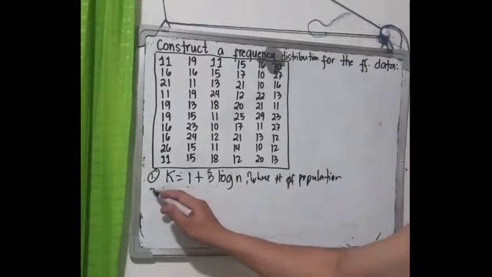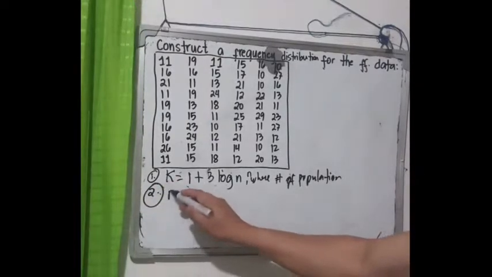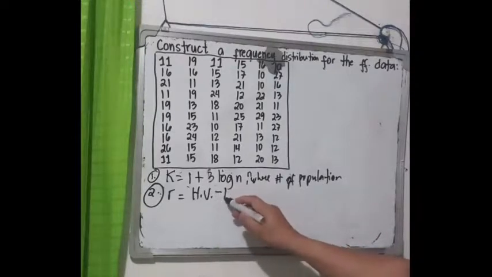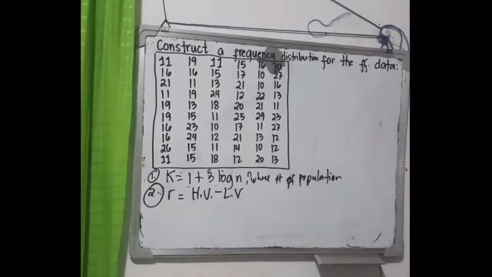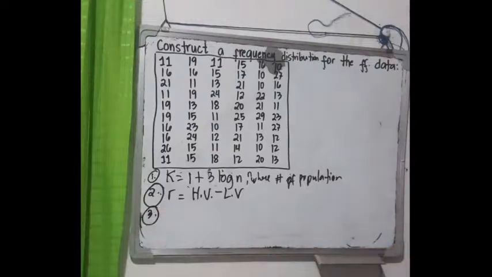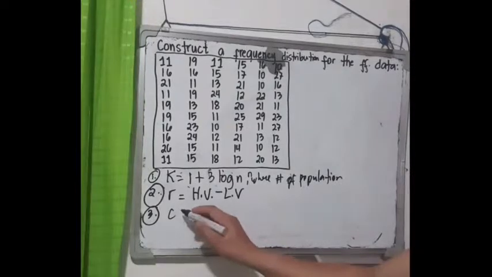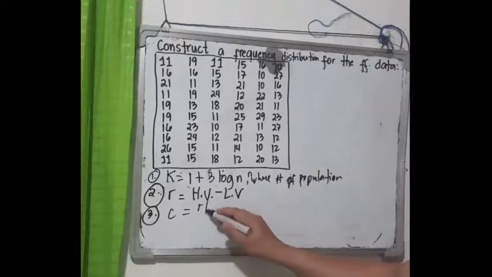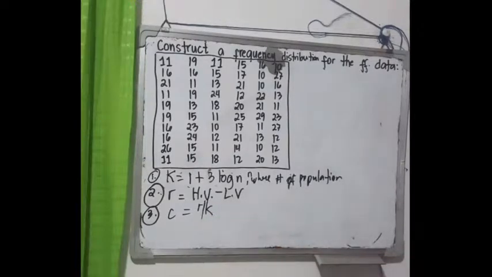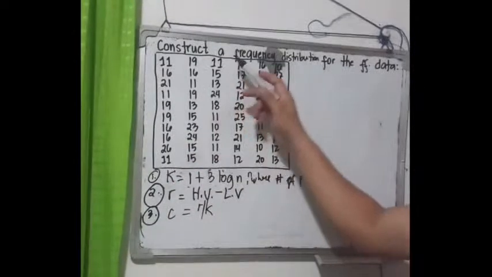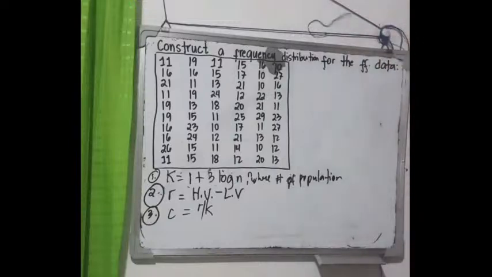Okay, number 2, we need to find the value of the range. R equals highest value subtract lowest value. That is the formula to find the range. Number 3, we need to identify the class size, or letter C. The formula is R over K. So these are the steps in order to construct a frequency distribution.